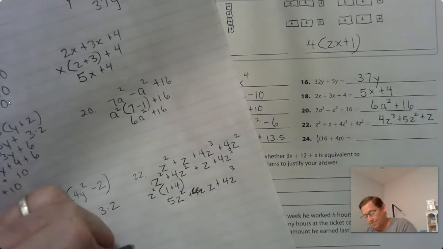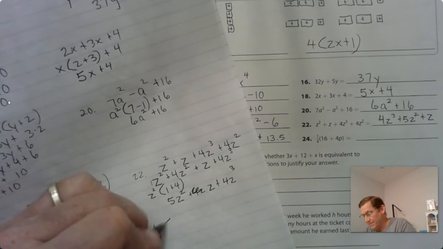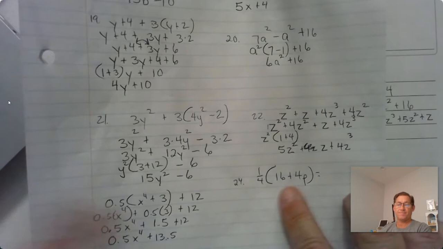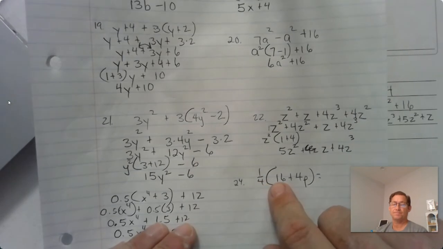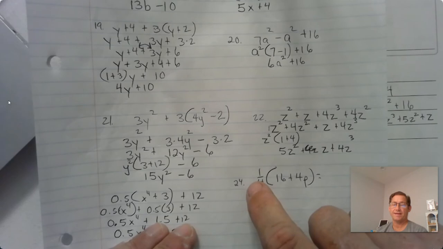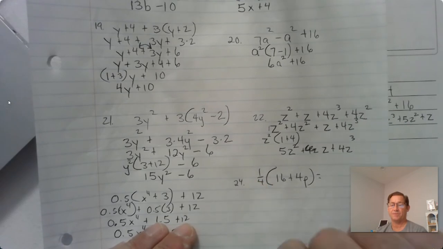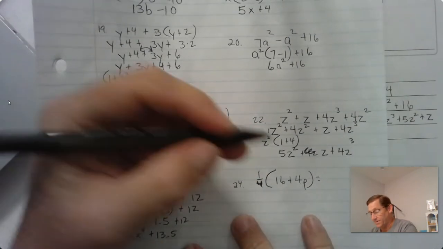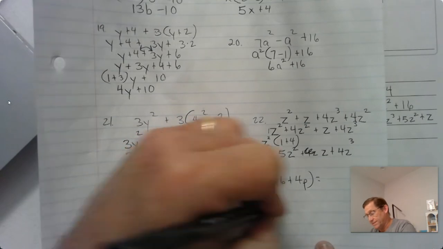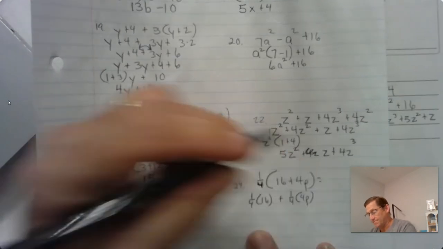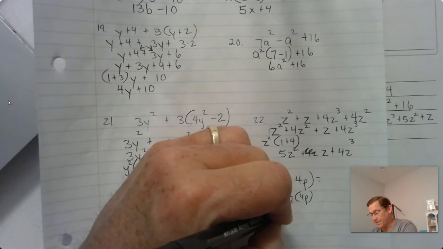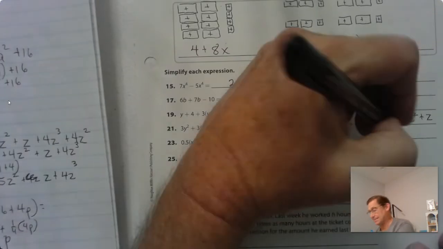And 24. 1/4 the sum of 16 and 4p. So if we use the distributive property, multiplying the sum of two numbers is the same as multiplying that number by each of the numbers in the sum. So 1/4 of 16 plus 1/4 times 4p. 1/4 of 16 is 4. 1/4 of 4p is p. So we can just say 4 plus p.